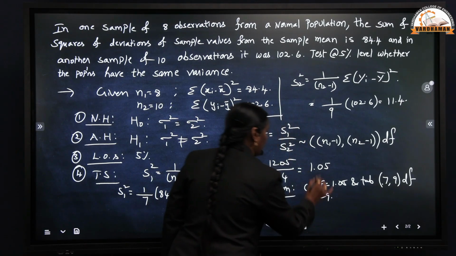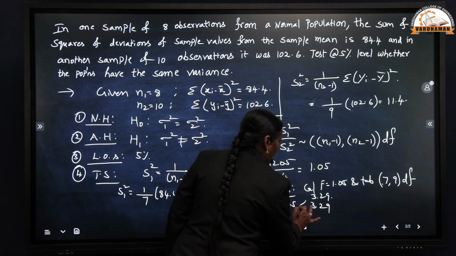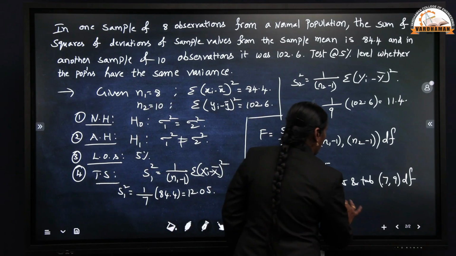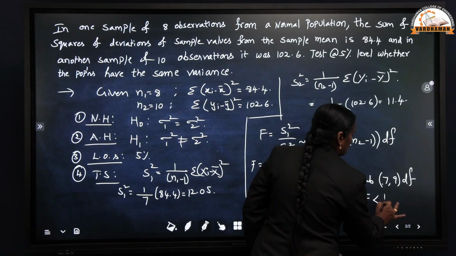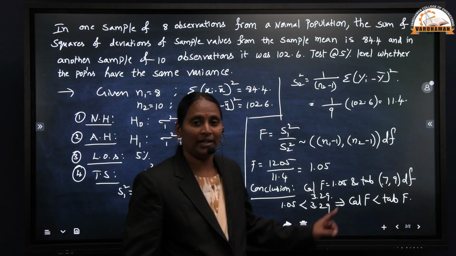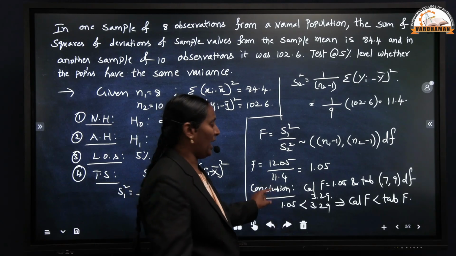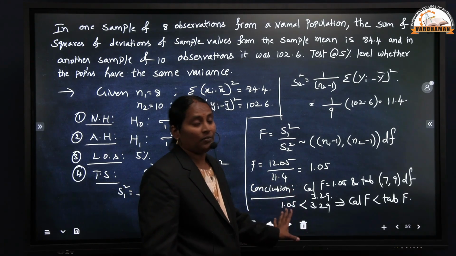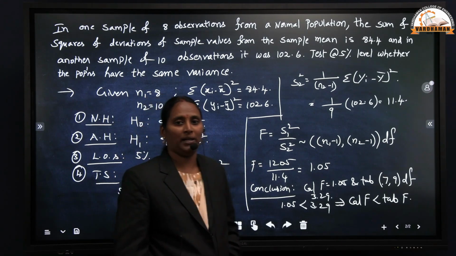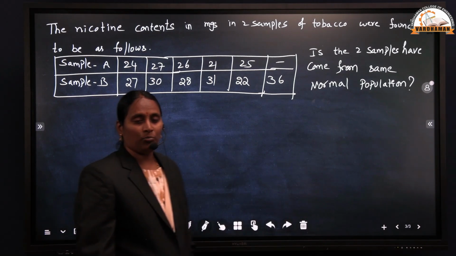Now our calculated F is 1.05 and the table value is 3.29. So the calculated value should be less than the table value. We conclude that the calculated value of F is less than the tabulated value of F. As per our procedure, whenever the calculated value of F is less than the table value of F, we accept our H0. It means that there is no significant difference between the two population variances.